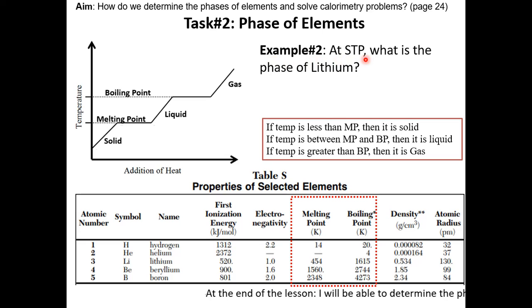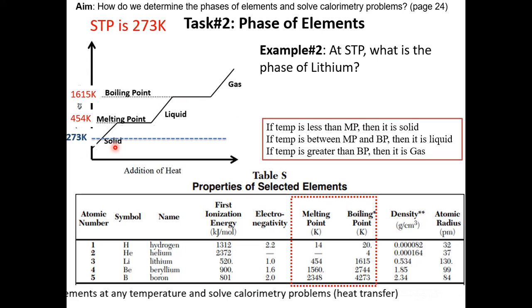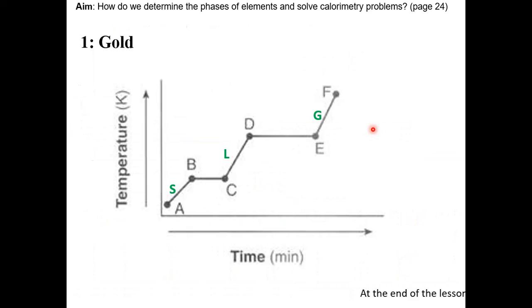Example 2. At STP, what is the phase of lithium? The first step is to look up the melting and boiling point of lithium. The melting point is 454 Kelvin, and the boiling point is 1615 Kelvin. At STP, it is 273 Kelvin. On this heating curve, that will be less than the melting point. So lithium is a solid at STP. Try to do the rest of the practice on your own. Pause the video and resume once completed. Here are the answers.